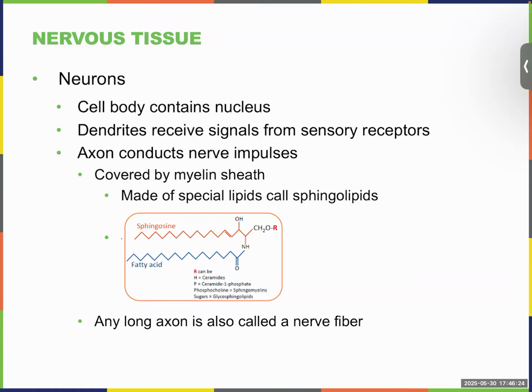And then it has a little text box there. It says R can be a ceramide, or a ceramide plus, or it can be a sphingomyelin, or a glycosphingolipid, which we'll discuss. But this is to help for insulation, just like you have insulation in your home. Sometimes they call these long axons a nerve fiber.